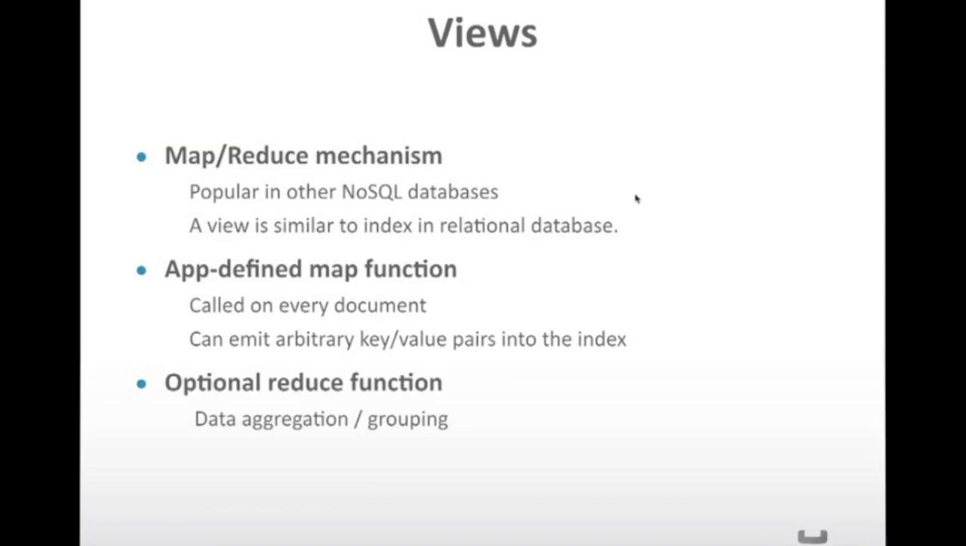That's the other side of MapReduce. The reduce function is not shown here. It's a little bit more advanced. It's used for things like aggregation, like computing averages or totals, and also for grouping, like to collect together all the documents that have particular subsets of keys.